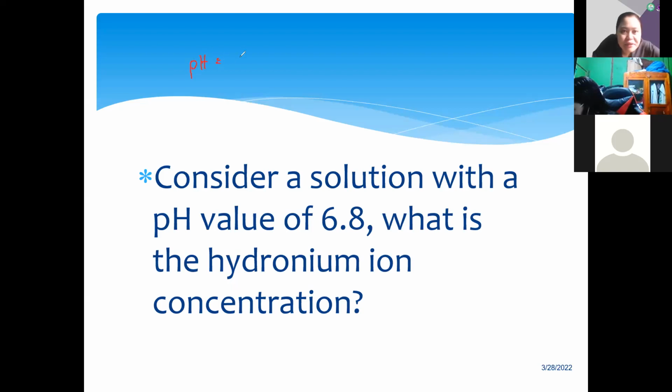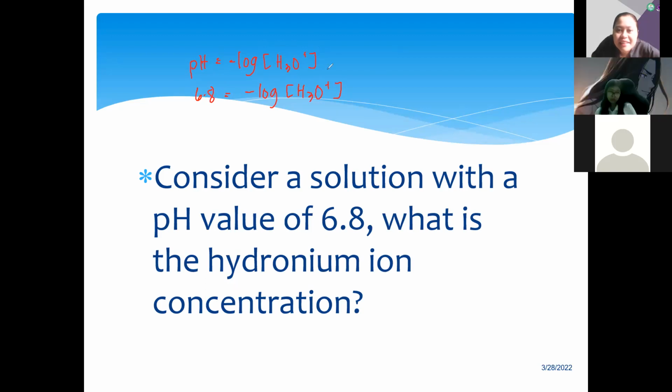Isn't this our formula, pH equals negative log of the hydronium ion concentration. And this one is the reverse. The pH is given. This is 6.8. And this is negative log of H3O+. We are looking for the H3O+. So we are going to get rid of this negative log. How are we going to do this? What did you do? Transpose it? The negative log cannot be transposed.